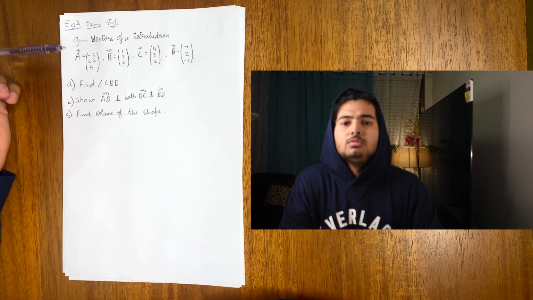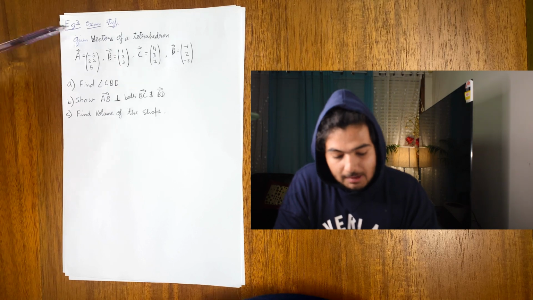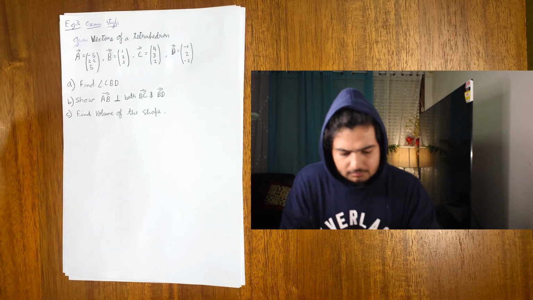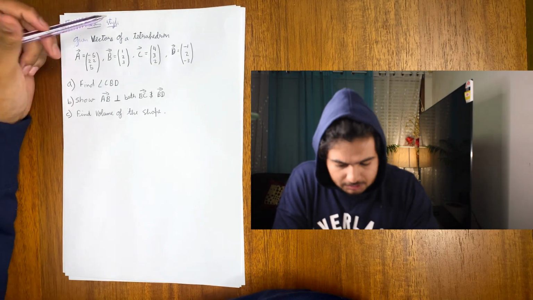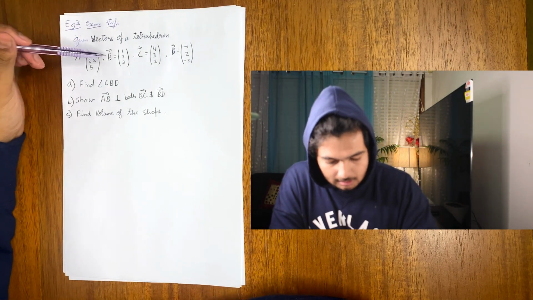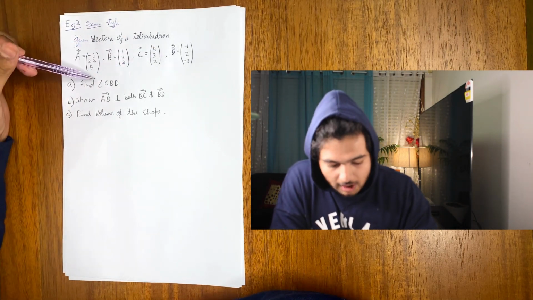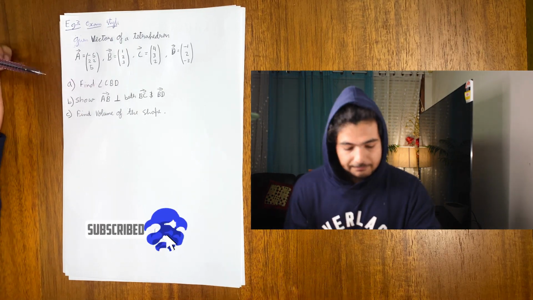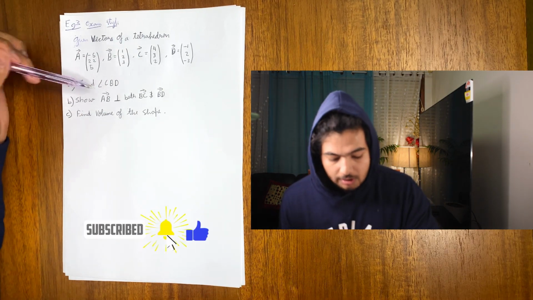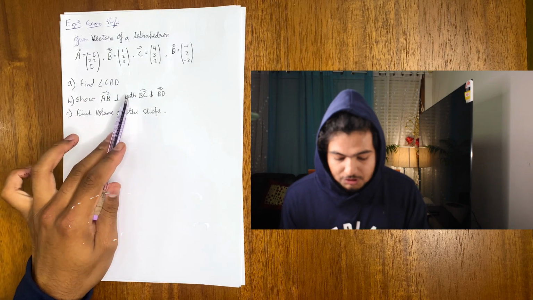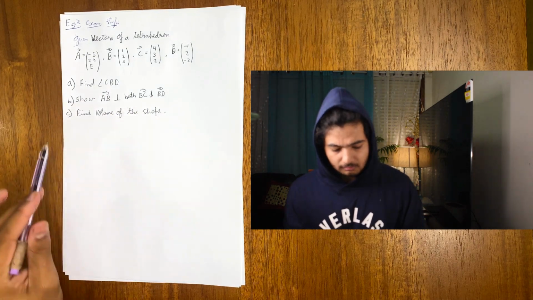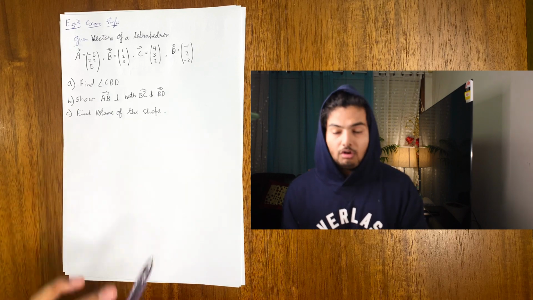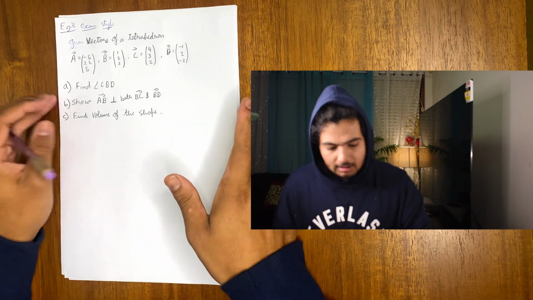For this final example, we have an exam style question that involves a tetrahedron. It says, given vectors of a tetrahedron A, B, C, and D, find the angle CBD. B, show that vector AB is perpendicular to both BC and BD. And then lastly, find the volume of the shape. Okay, we'll start with A at the top.